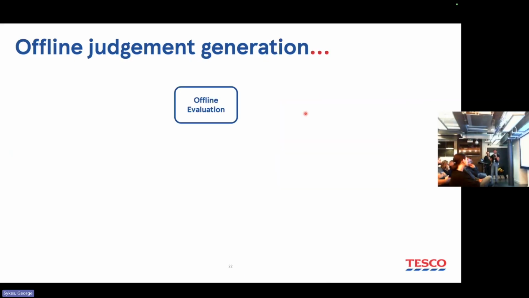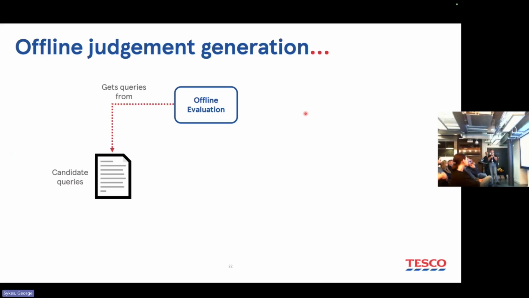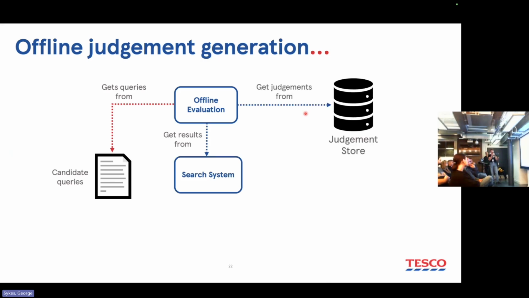So to give another example of how this does impact our use cases, we can compare offline evaluation, offline judgment generation, to online judgment generation. So in the case of the version 1 model, the way it's currently deployed is we have our offline evaluation system. It will get some query set from a set of candidate queries. It will get the results for those queries from our search system for a particular config, and it will get the judgments from our judgment store.